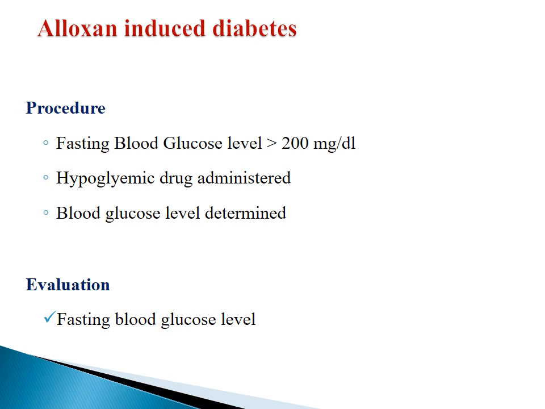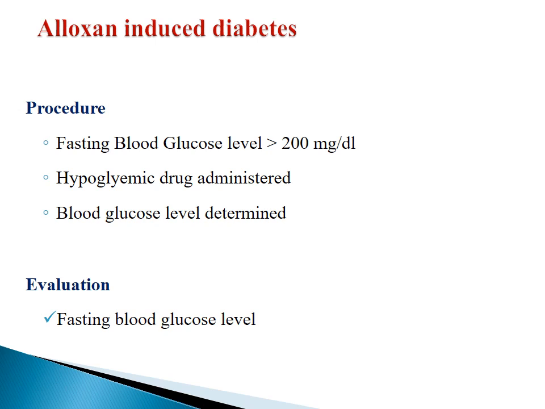So while performing the screening procedure, Alloxan is injected. After 72 hours of Alloxan injection, fasting blood glucose level of all the animals is tested. Those animals showing fasting blood glucose level more than 200 mg per deciliter are considered as diabetic, and they are further taken for the next study.